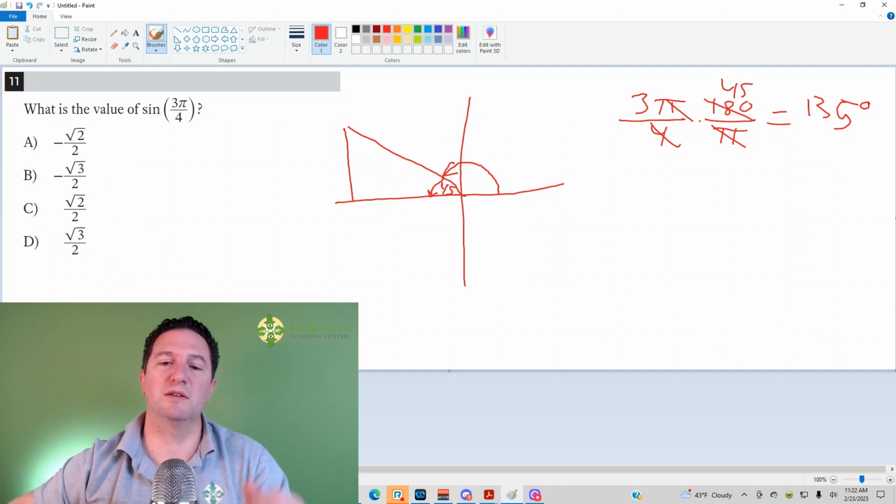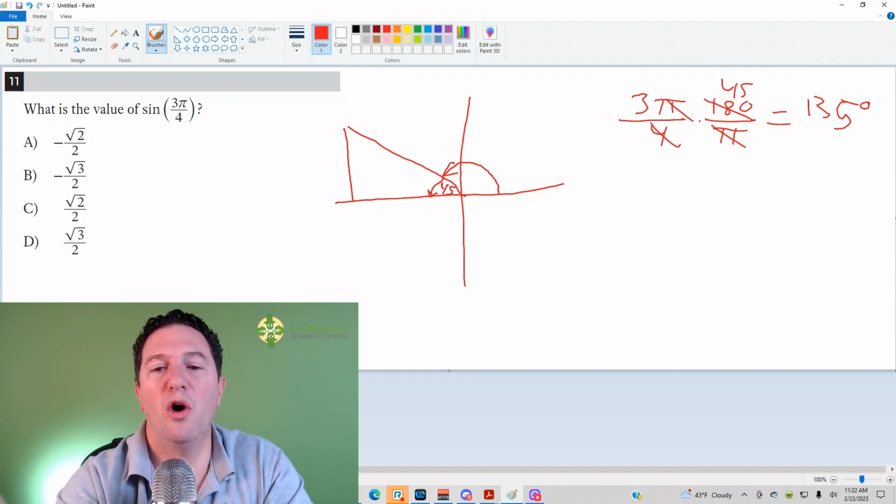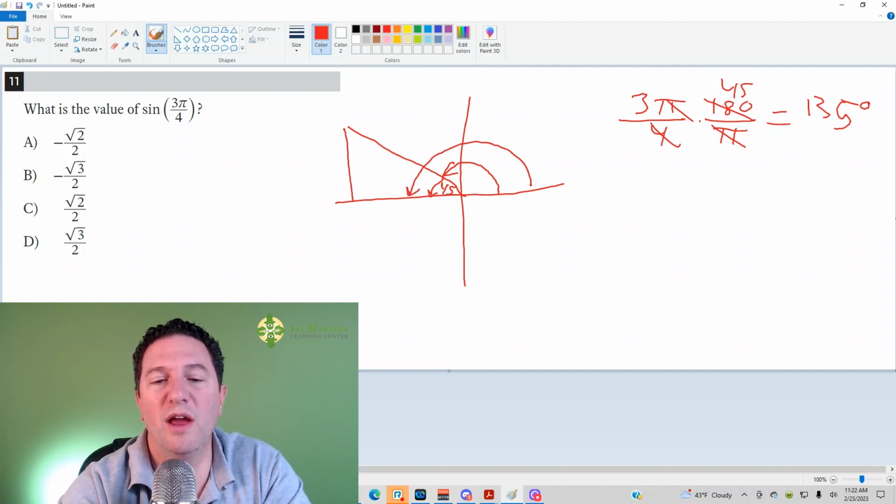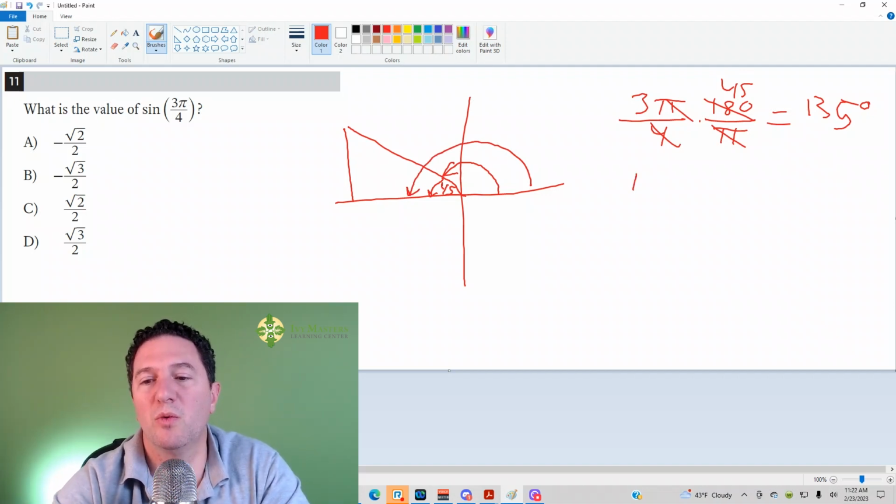How do I know? Because it's 180 degrees all the way from here to here. And if I have that 180 and I subtract the 135, I wind up with 45.